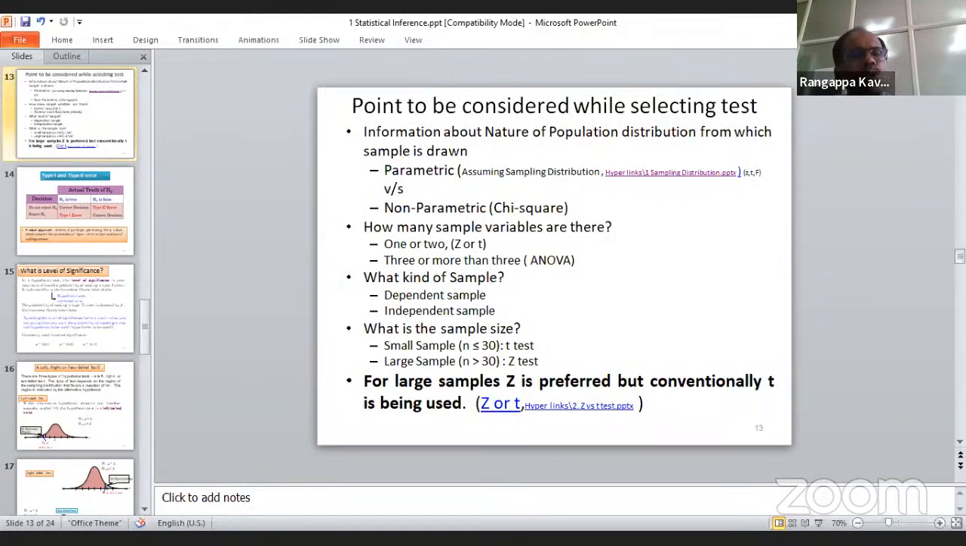If the null hypothesis is true, and you are not rejecting the null hypothesis, your decision is correct. If your null hypothesis is true, but you rejected the null hypothesis, you are committing type 1 error. And if your null hypothesis is false, but you are not rejecting it, you are committing type 2 error. If your null hypothesis is false and you reject it, then also your decision is correct. So these are the possibilities.